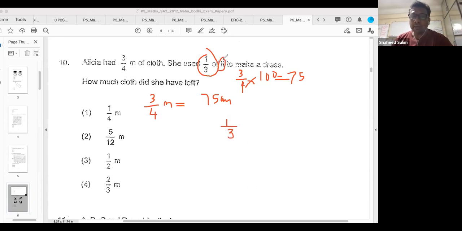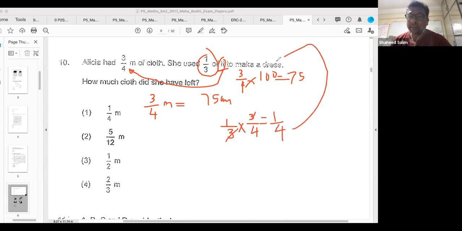What is it? This is not a movie. This is talking about the cloth here. Of means times. It means 3/4. So when you cancel, you get 1/4. 1/4 is what she used to make the dress.